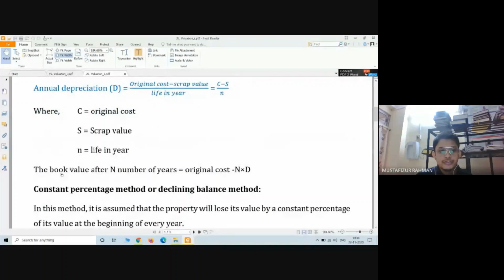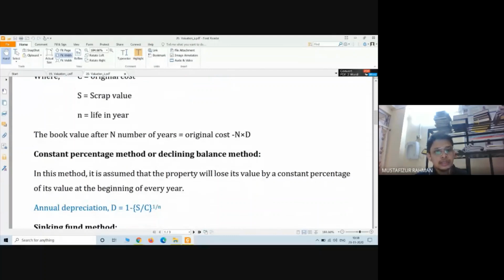So if I find out the book value after n number of years, it is original cost minus the number of years times the depreciation in each year. Then there is another method, the constant percentage or declining balance method. Here we consider that the decrease will be the same percentage every year, 5% or 6% depreciation. In the earlier one, it was value, money: every year the value will decrease by 25,000 or 50,000, for example. But here, percentage. The money will be different, obviously, but the percentage will be the same.